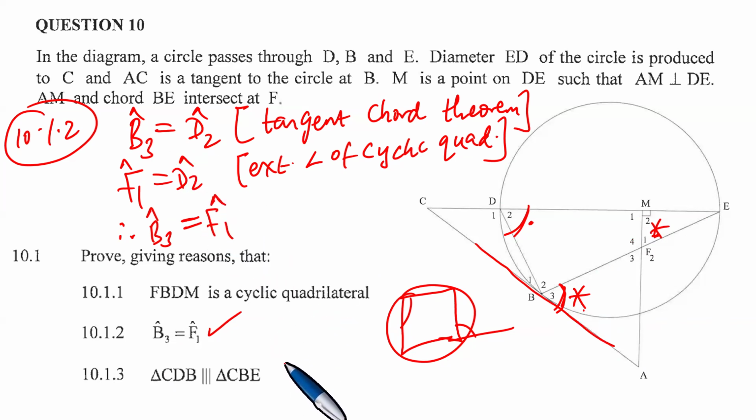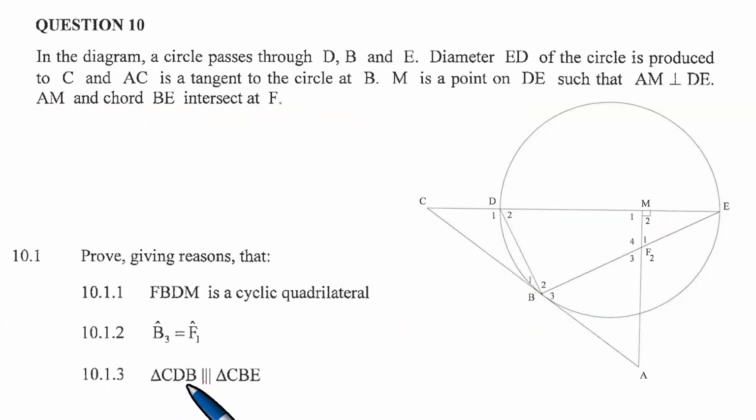The next thing, which is the last part of 10.1, is to show that triangle CDB is similar to the other triangles. So we're looking at the similarity of triangles, the answer to 10.1.3. The answer to 10.1.3 proceeds as follows.